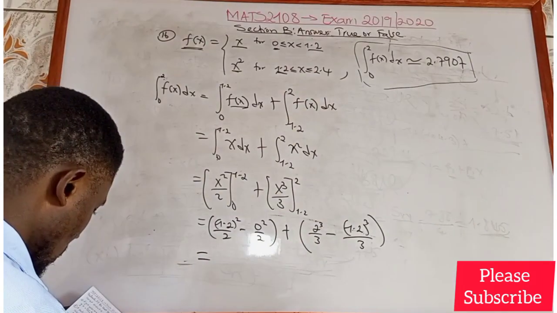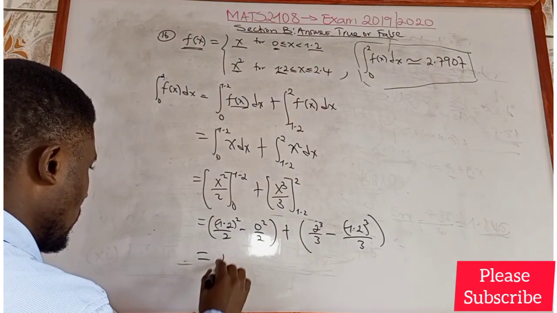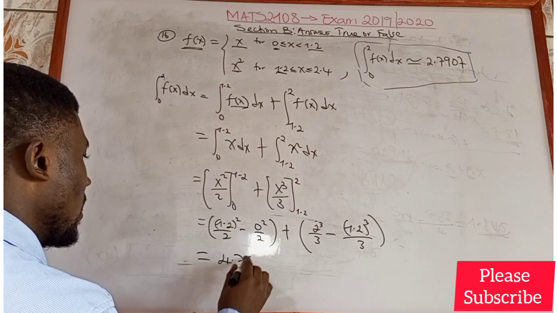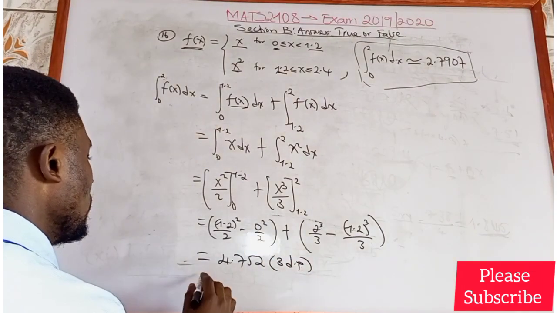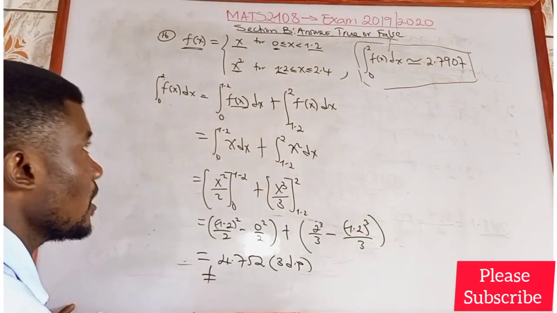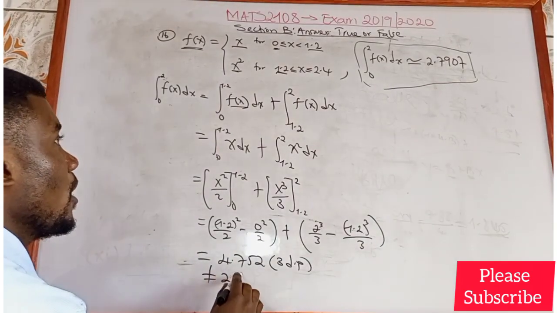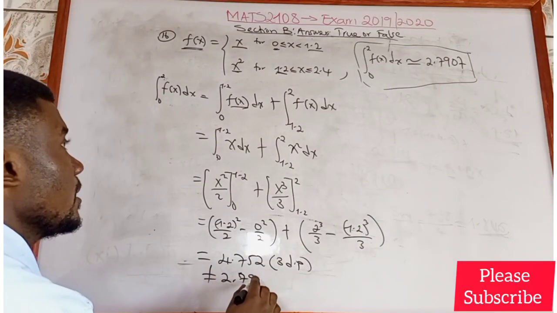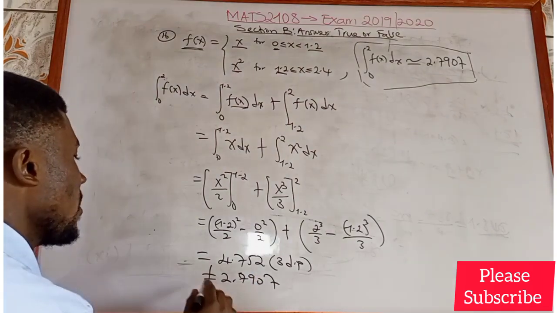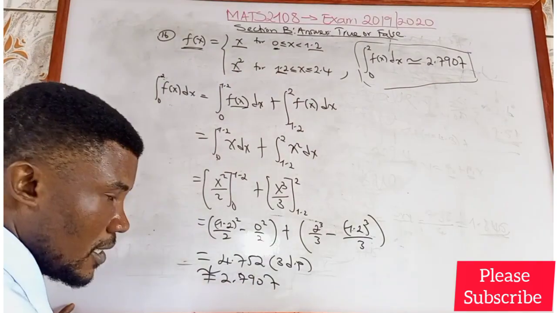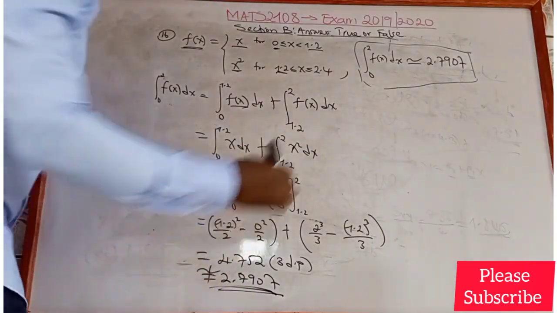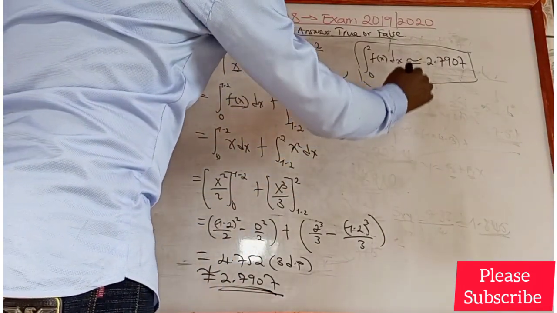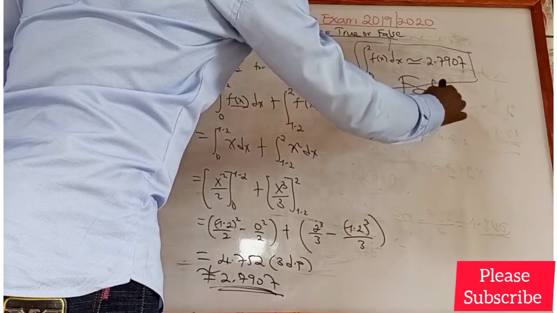Simplifying these two results gives us 4.752 correct to 3 decimal places, which you see is not equal to 2.7907, or even approximately. Therefore, the statement is false. So I'm concluding that this is false.